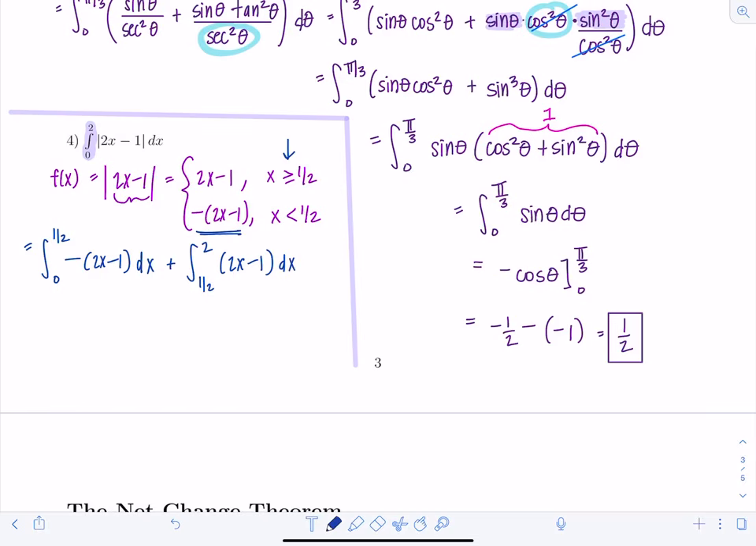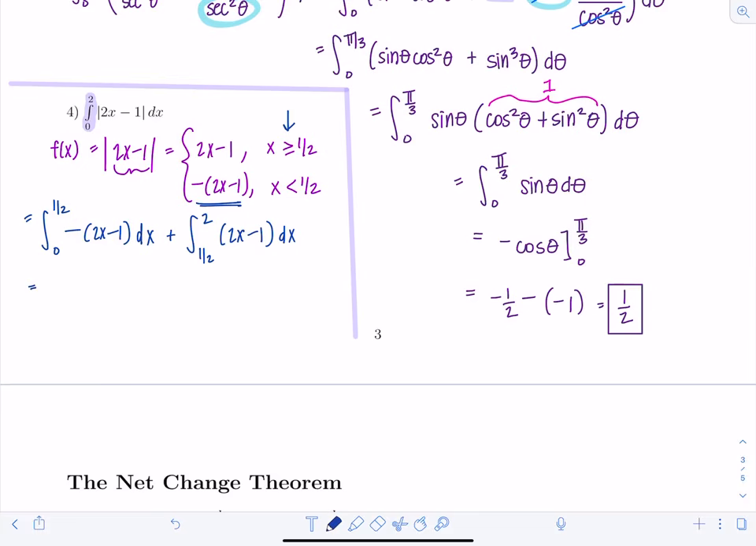All right, and then now we can go through and anti-differentiate term by term. So I'm going to have negative, the antiderivative of 2x is just going to be x squared minus x from 0 to 1/2, plus, and then the other one's going to be super similar, just no negative in the front. So I have x squared minus x from 1/2 to 2.